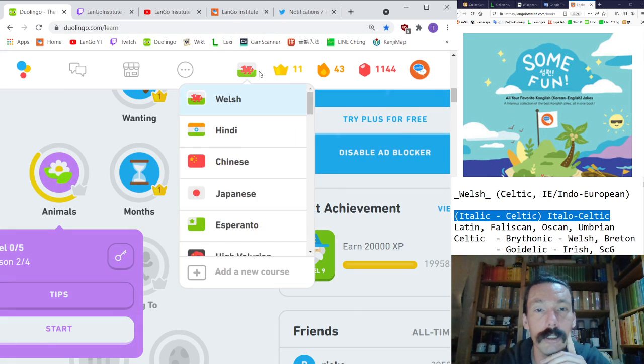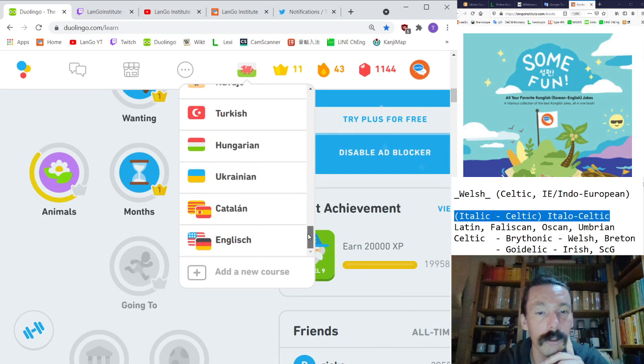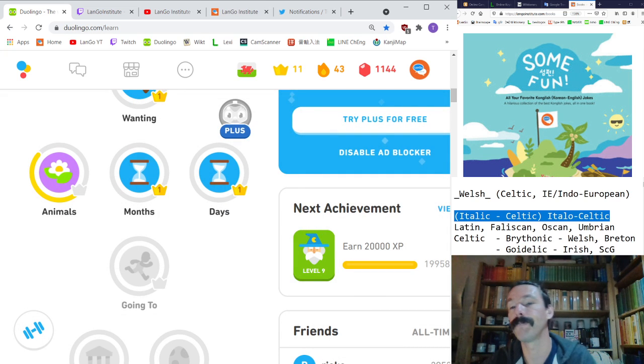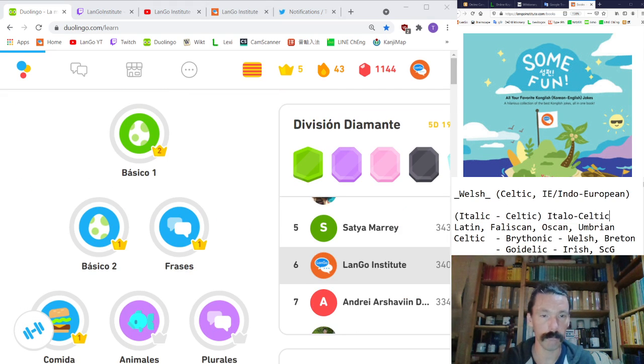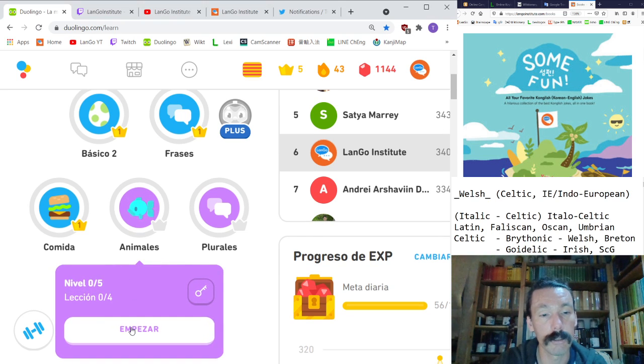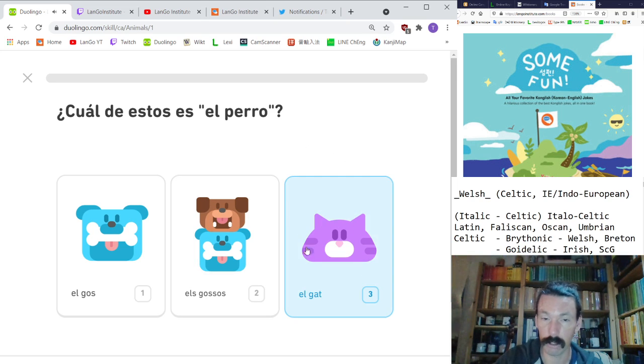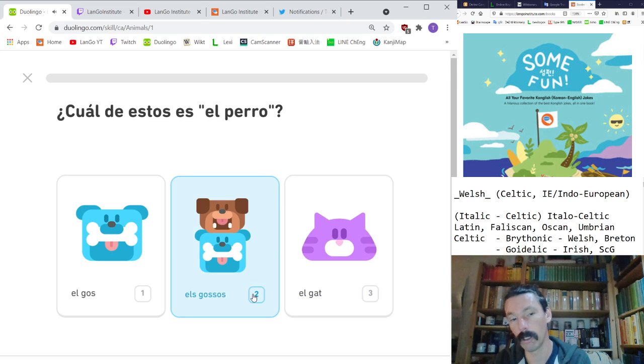All right. Next, I'd like to do a bit of Catalan, spoken in Spain. Okay, and this one is taught through Spanish. I might not translate every single bit, but I'll try. Into English, I mean. Animales. El perro. Which of these is the dog? El gat. Nice dark L on that, unlike Spanish. Els gossos.